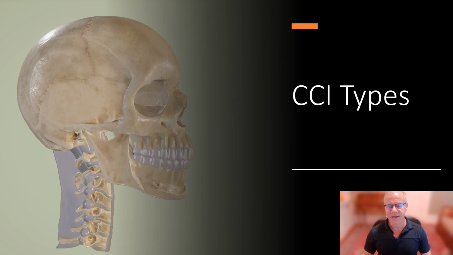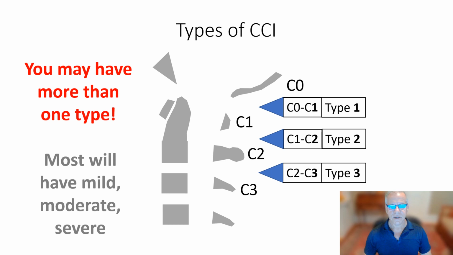So let's get into CCI types. This is very important because unless you know which specific ligaments are injured and that are allowing craniocervical instability to happen, you can never focus treatment on that specific ligament. So we'll jump into types of CCI.